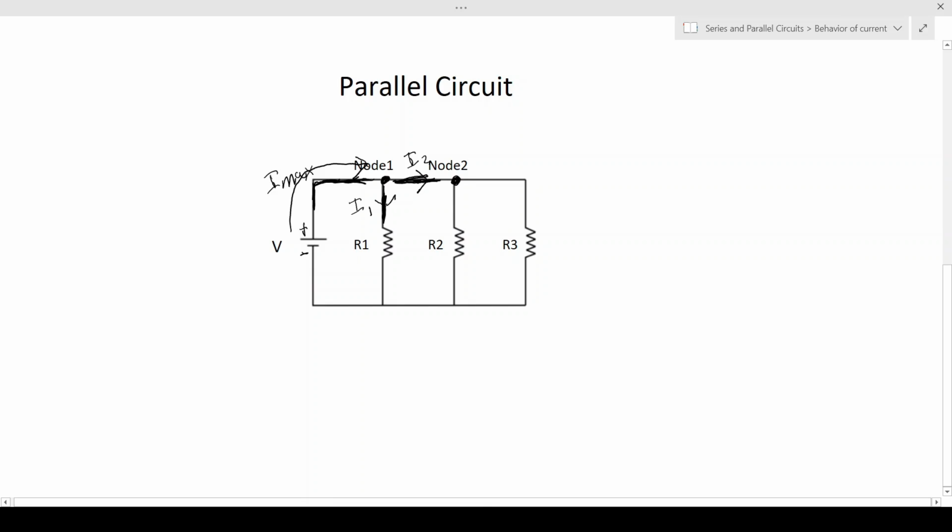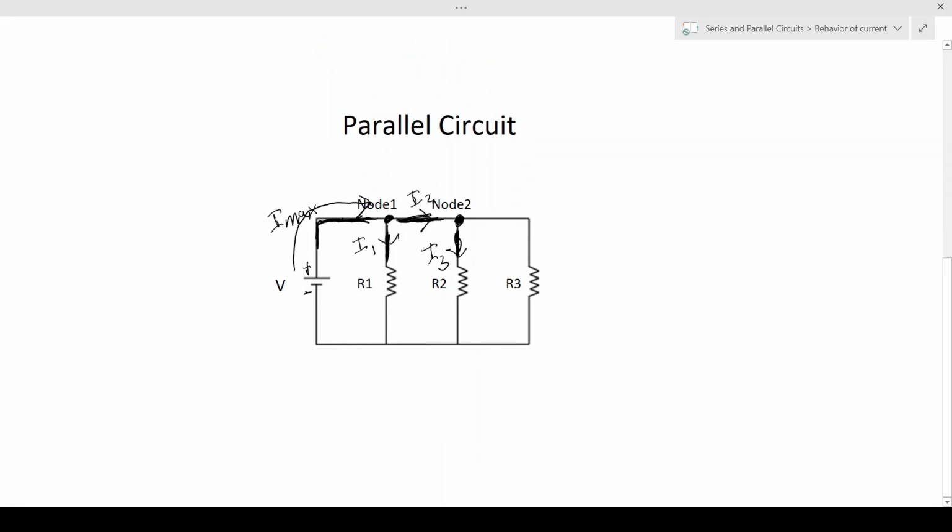If we take a look at this parallel circuit again, we see that I2 flows into a node. And I2 will also divide again. Some of the I2 current will flow into R2, and we will call this current I3. And some of the I2 current will flow into R3, and we'll call this current I4.